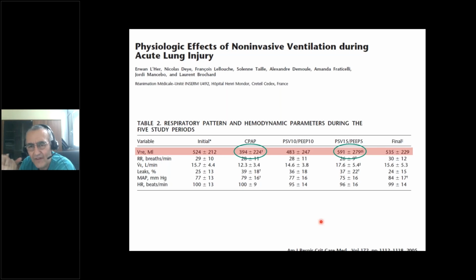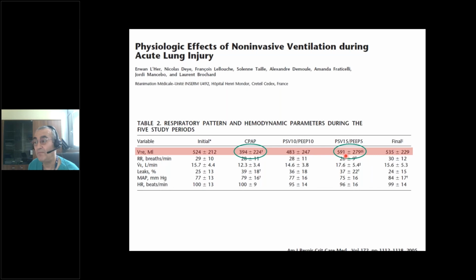This is an old study, and I want you to concentrate on a very simple physiological datum. Those are patients with acute lung injury, moderate ARDS as we called it a few years ago. Look at the tidal volume. During spontaneous breathing applying CPAP, tidal volume goes down, respiratory rate goes down, minute ventilation goes down. We have a recruitment, and possibly the patient breathes less.